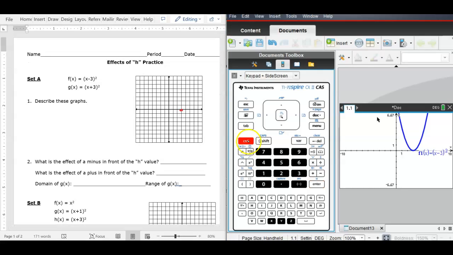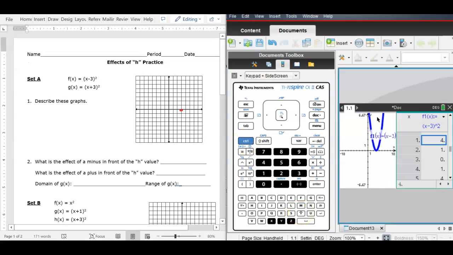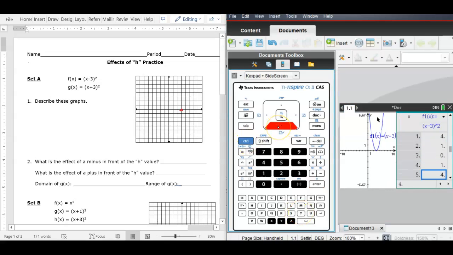Okay, I hit Control T. I gotta move down here, and I can just plot these points: 1, 4, 2, 1, 3, 0, 4, 1, 5, 4. I get a nice parabola through these points.